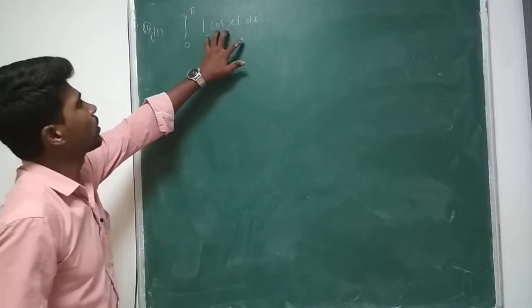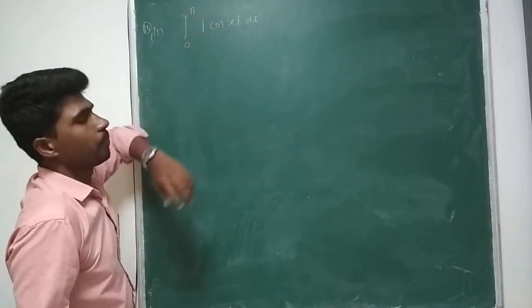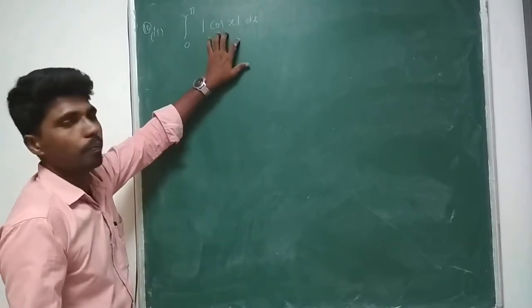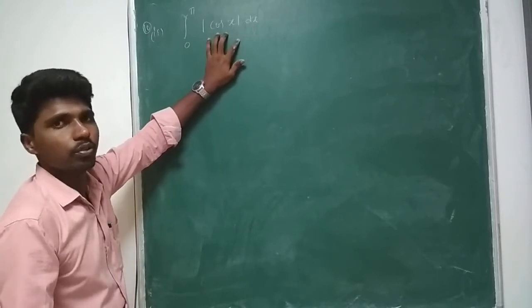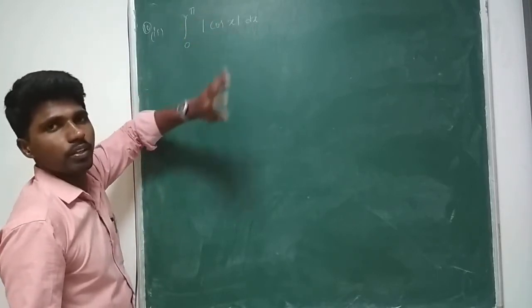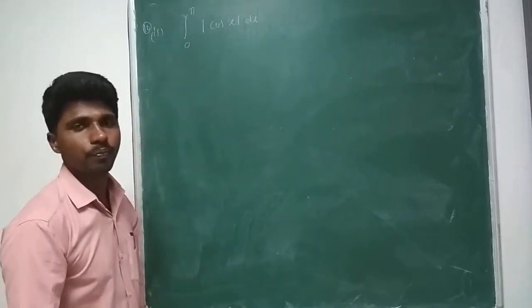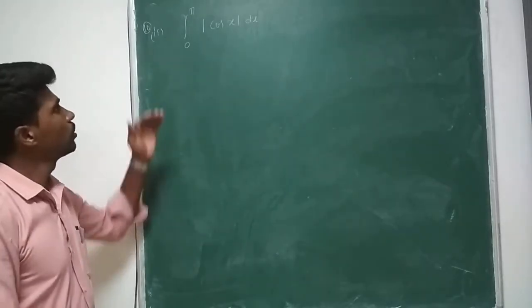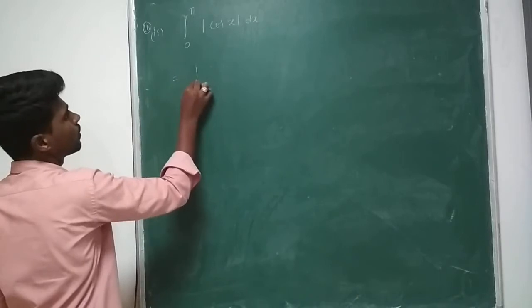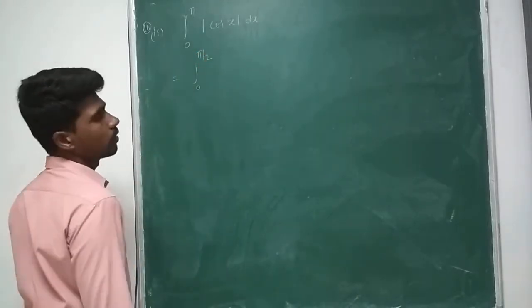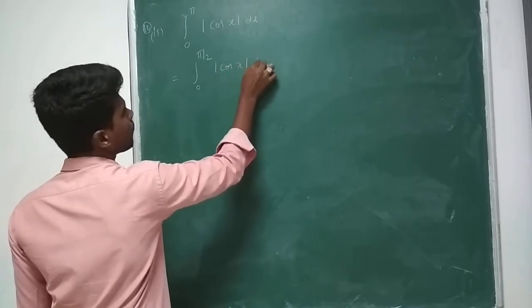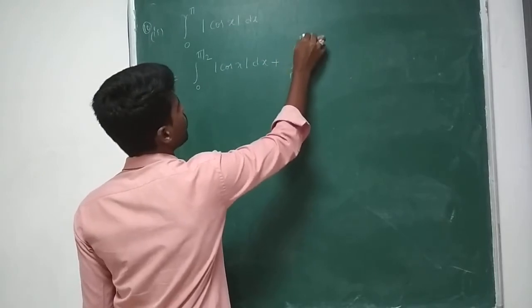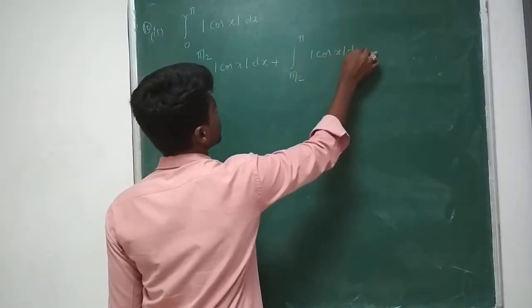So how does the modulus of cos x behave in 0 to pi? 0 to pi covers the first quadrant and second quadrant. In the first quadrant cos is positive, in the second quadrant cos is negative. So I have to divide the interval into two parts. The reference is pi by 2, the line that divides the first and second quadrants. So the 0 to pi interval is divided into integral 0 to pi by 2 modulus of cos x dx plus integral pi by 2 to pi modulus of cos x dx.